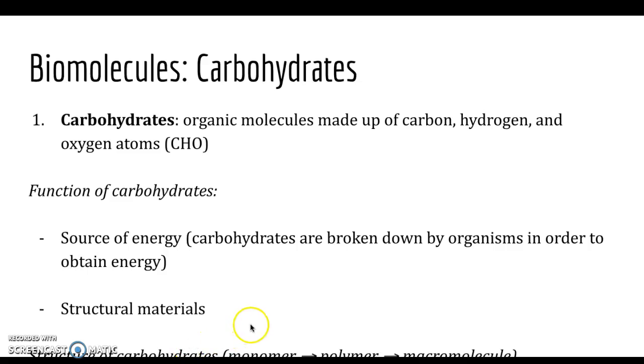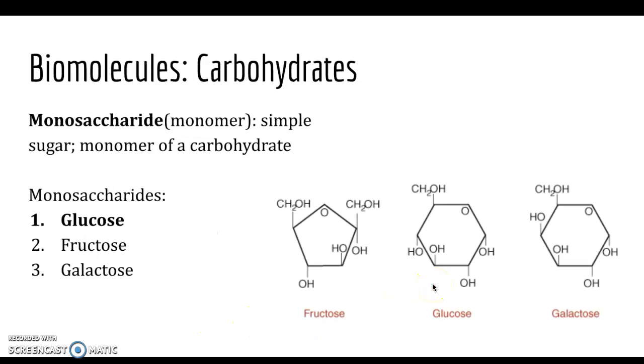The structure of carbohydrate is monomer, polymer, macromolecule. The monomer of a carbohydrate is called a monosaccharide. This is a sugar, a simple sugar, a one sugar molecule. There are 3 monosaccharides that I want you to focus on: glucose, fructose, and galactose. Just remember, you do not have to memorize these structures. I just want you to see how they are all simple sugars. They are all one sugar molecule.